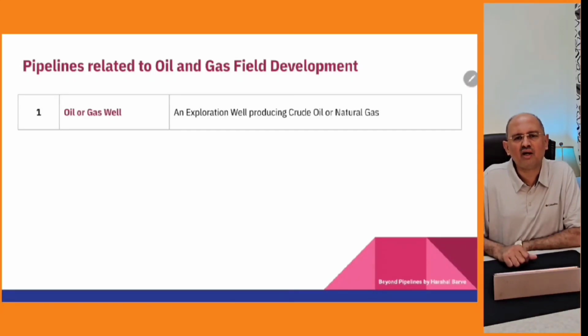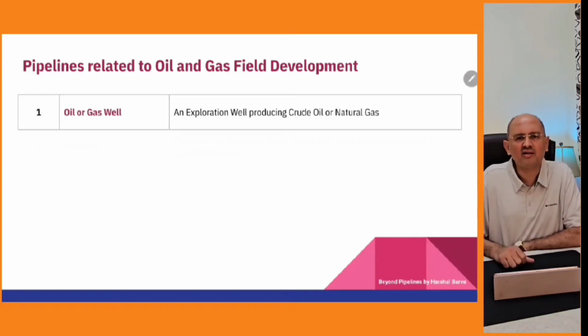Now, for a crude oil or natural gas well, this network diagram remains almost similar. So I'm not going to take crude oil and natural gas separately. Assume that if the well is a crude oil well, then the lines will be carrying crude oil. If the well is related to natural gas, then the lines will be carrying natural gas.